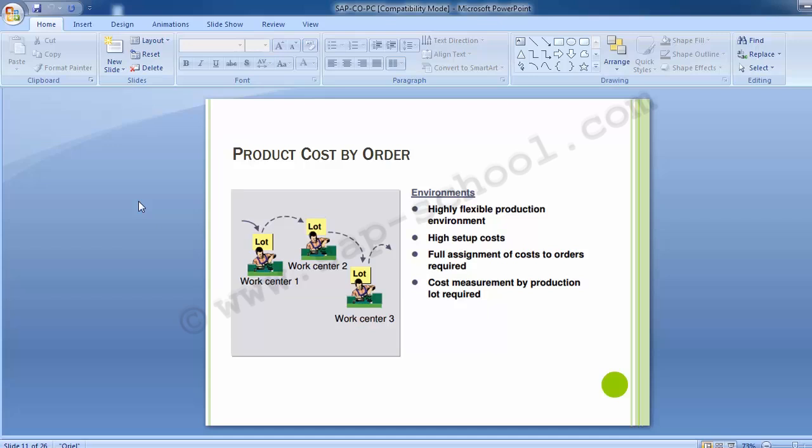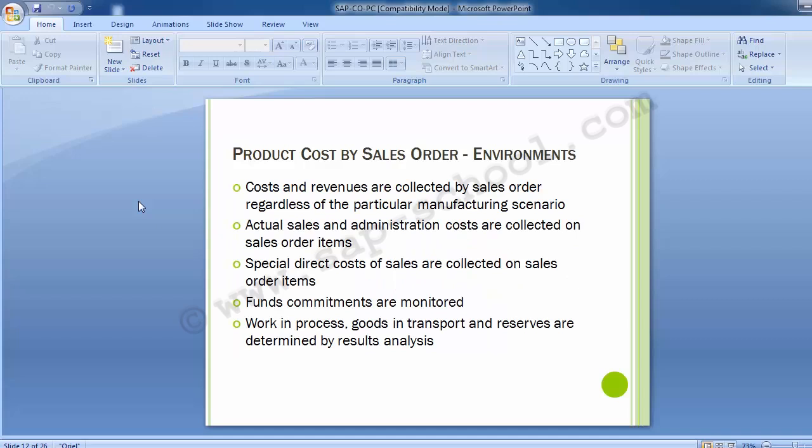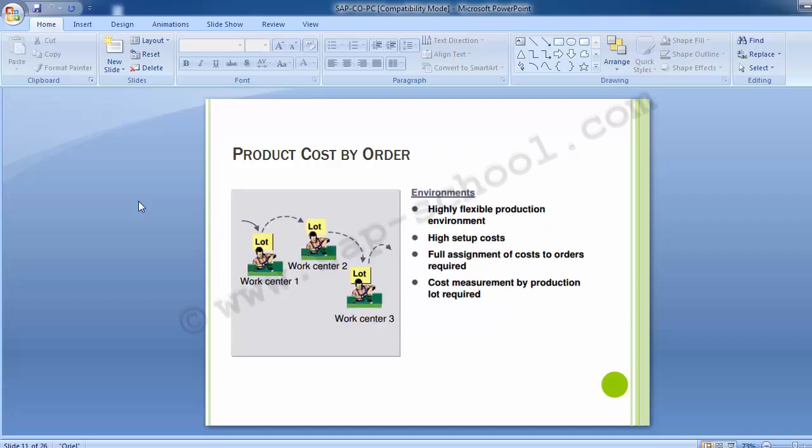In sales order related production, that is the next part, product cost by sales order. In sales order related production, you can use the product cost by order component in a mass production environment on the basis of sales order and as a supplement to the product cost by sales order.